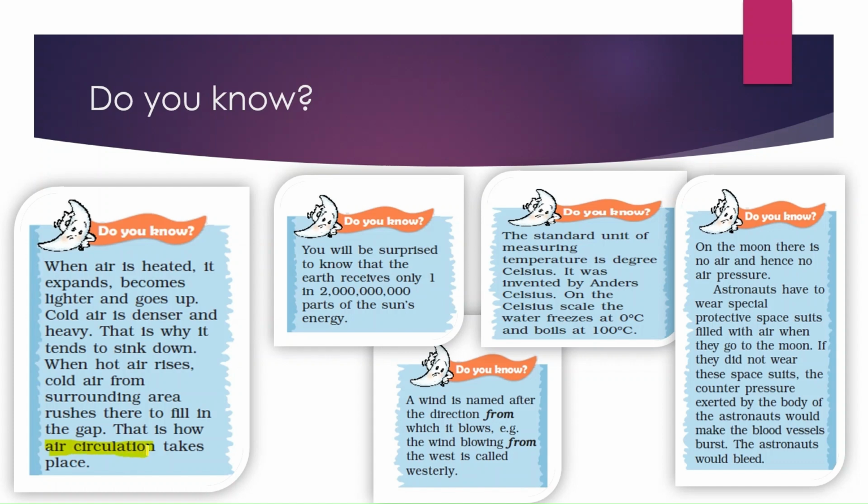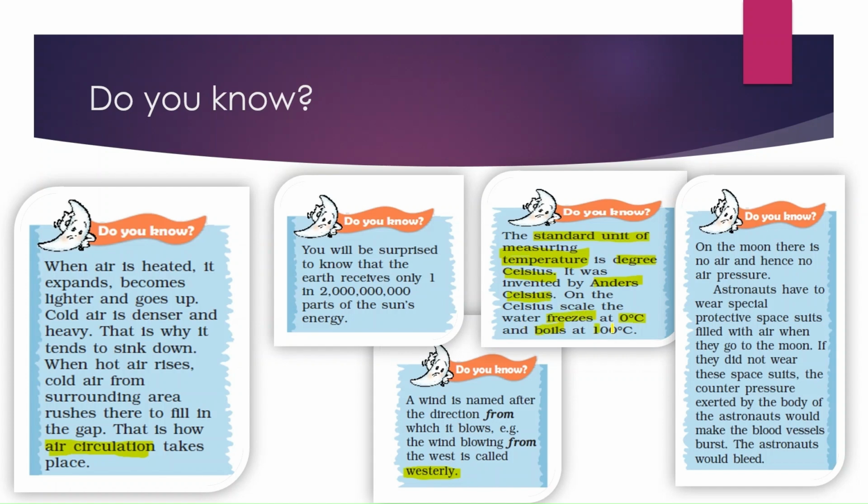Do you know the name of the wind that is named after the direction? That is westerly. The wind blows from west and is known as westerly. What is the standard unit for measuring temperature? It is degree Celsius. It was invented by Anders Celsius. And what is the freezing point of water? It is 0 degree Celsius. And what is the boiling point of water? It is 100 degree Celsius.